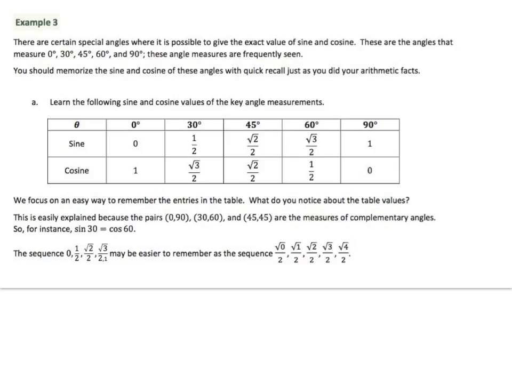Okay, now let's move on to example 3. There are certain special angles where it's possible to give the exact value of sine and cosine. The exact value means there's no decimals, you're not rounding, there's probably radicals and whole numbers. These are the angles that measure 0, 30, 45, 60, and 90. We talked a little bit a few lessons ago about the 45, 45, 90 degree triangle and the 30, 60, 90 degree triangle. They're very important, and you may end up memorizing some of the sine and cosine values.